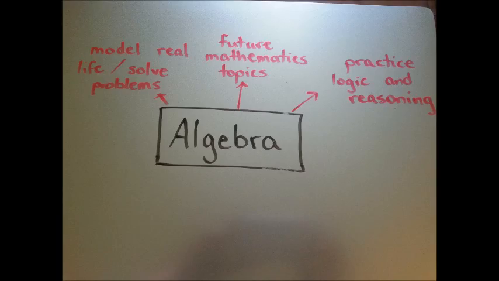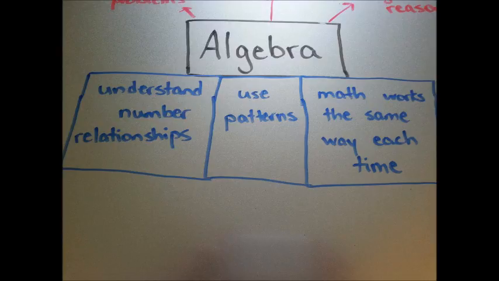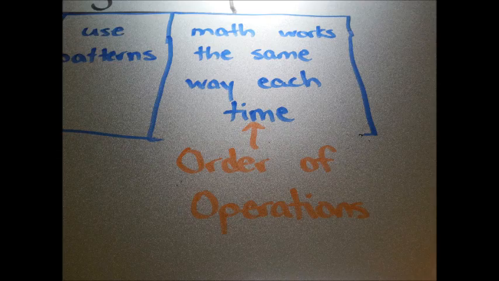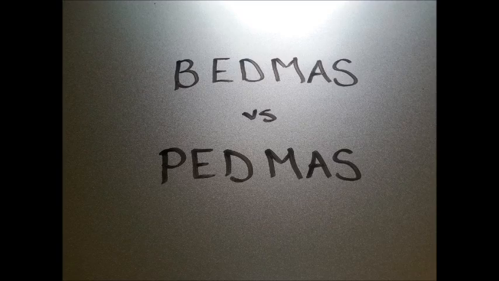We use algebra to help us model real life and solve problems. We use algebra as the basis for future topics of study in mathematics. And we use algebra as a way to practice logic and reasoning. Even if we won't solve equations later in life, being able to use reasoning skills and logic can help us to solve other problems. Algebra is based on some very important concepts, and the order of operations helps us build the idea that math works the same way each time.